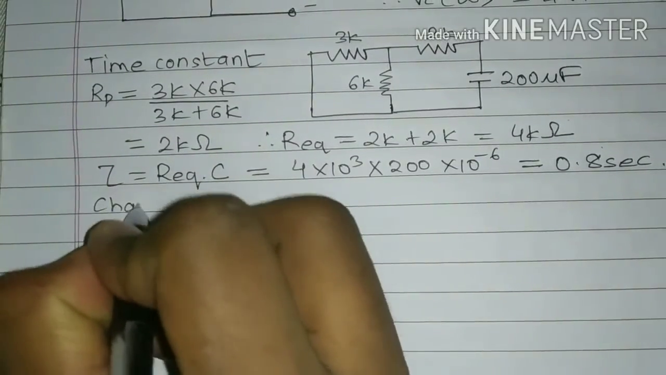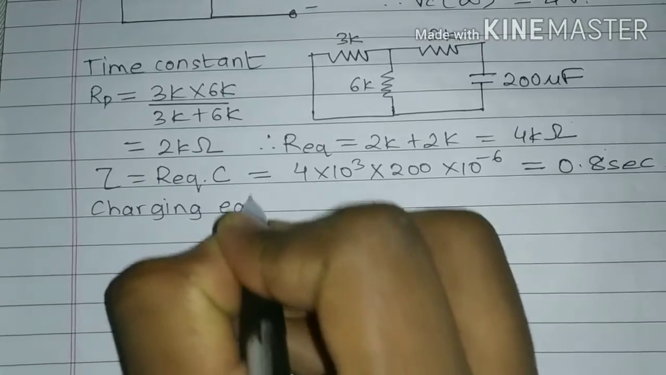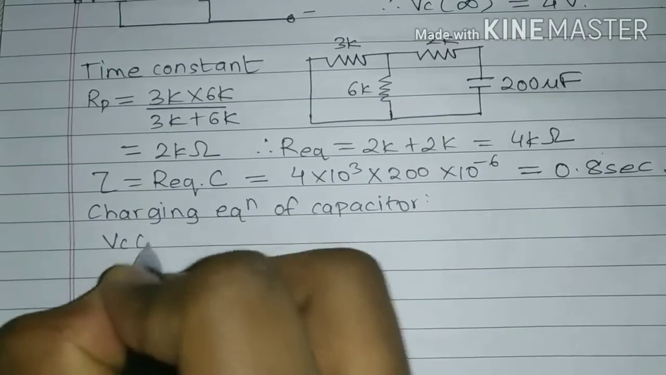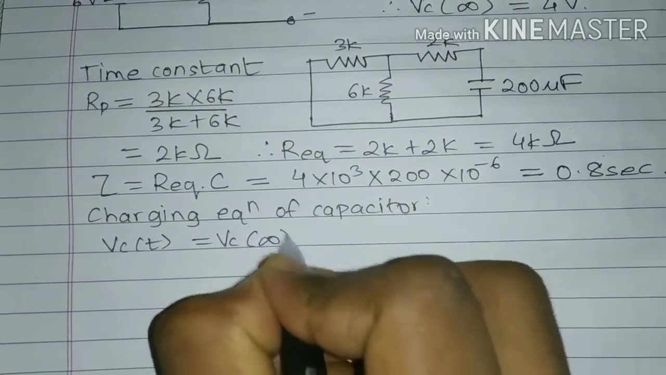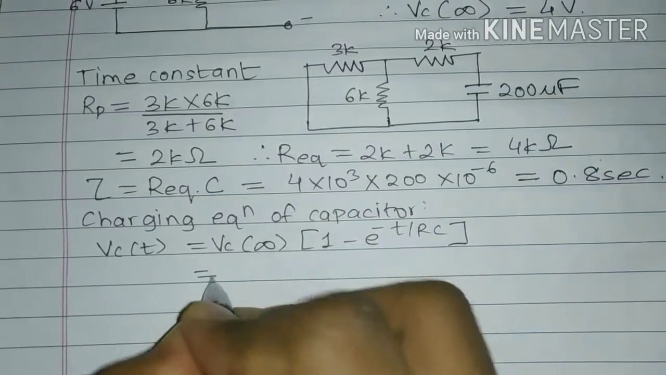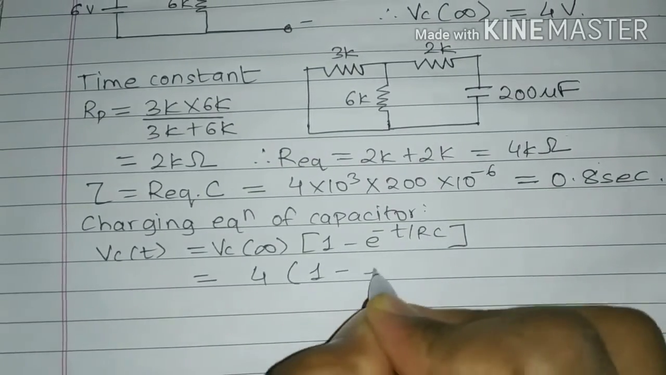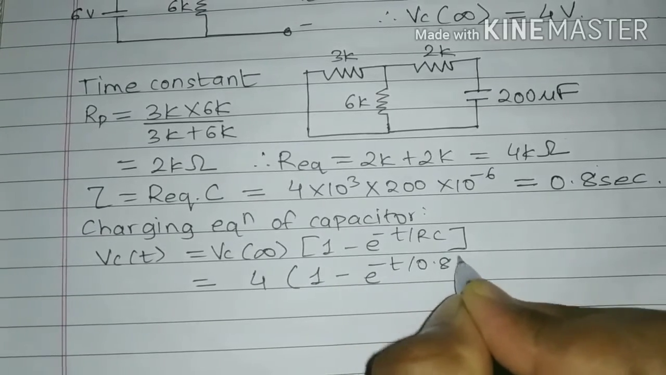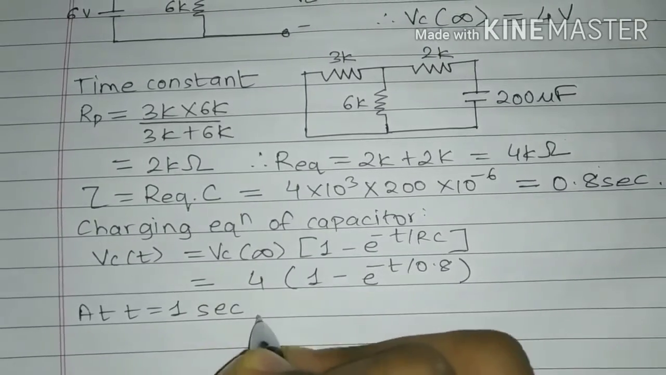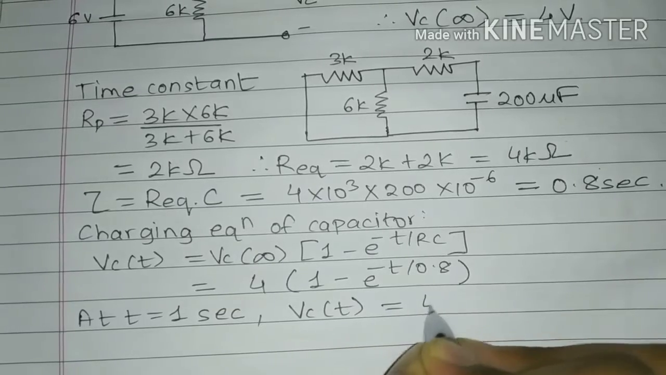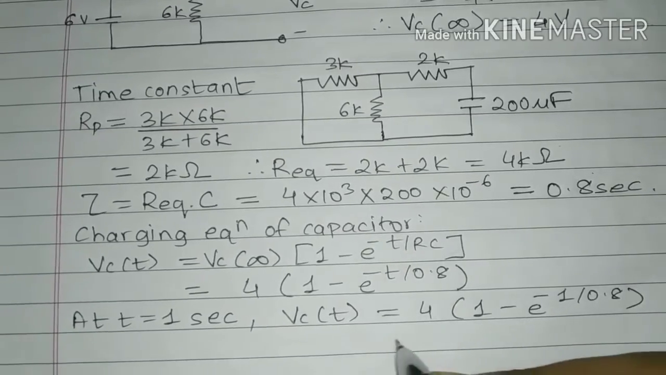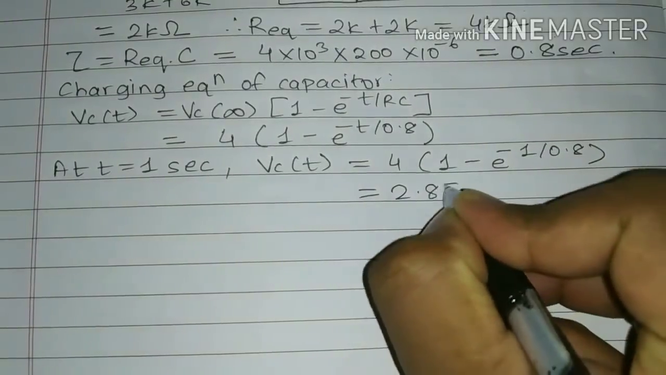So now the charging equation of the capacitor is Vc of t is equal to Vc of infinity into 1 minus e raised to minus t upon RC, where RC is the time constant, is equal to 4 into 1 minus e raised to minus t upon 0.8. So since the pulse is up to 1 second, at t is equal to 1 second, Vc of t is equal to 4 into 1 minus e raised to minus 1 upon 0.8, which comes out to be 2.85 volts.